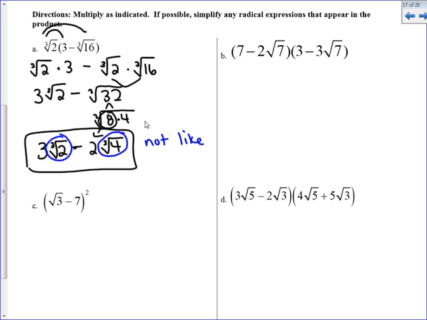Any other questions? Yes. 3 cube root of 2 minus 2 cube root of 4. Yes, you likely will not get one number for these answers.